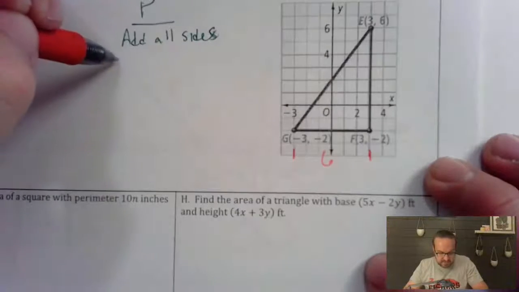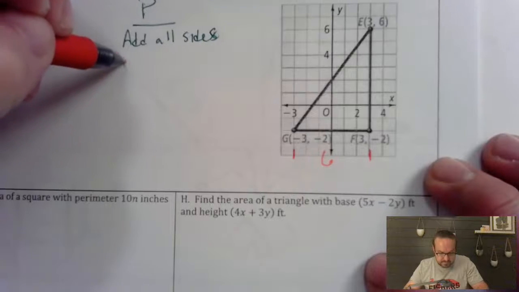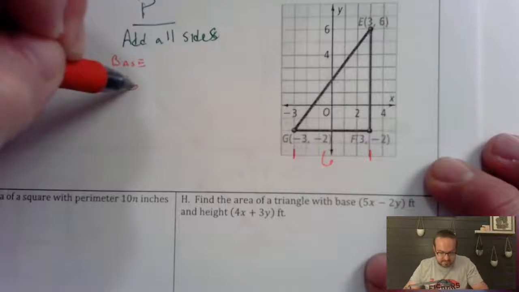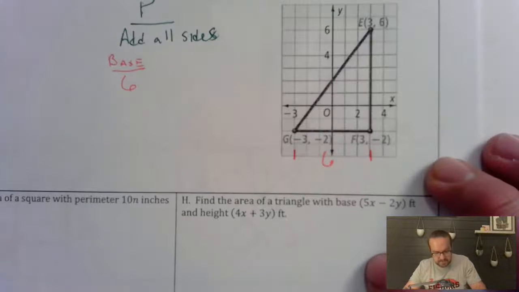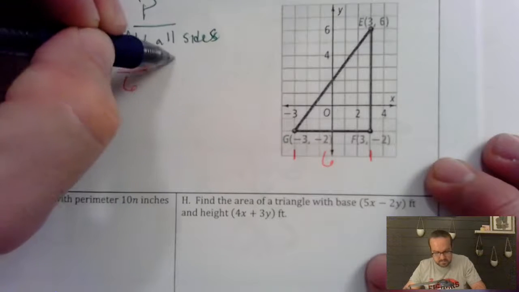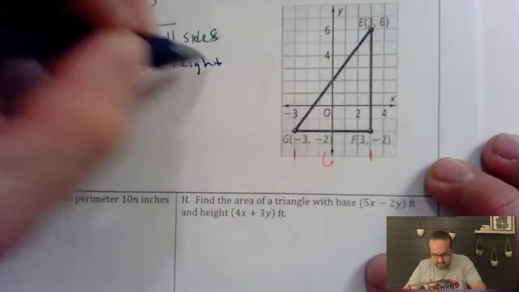So for the base, it is 6 right there. Let's say that we have the height here. The height, again, that's from 6 to -2, so that's just 8.